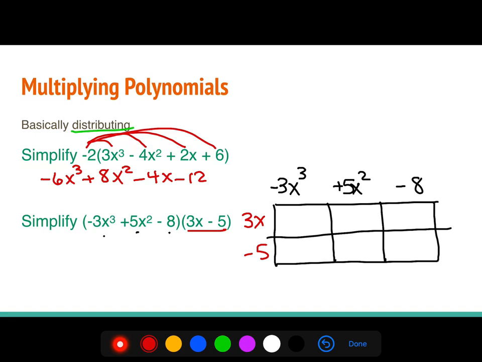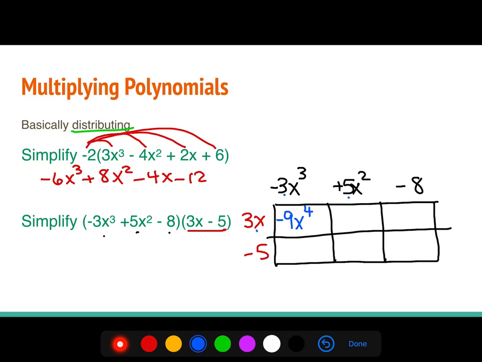And then my second one, 3x and minus 5, that's going to go down the side. So if I had 4 terms by 4 terms, that'd be 4 boxes wide and 4 boxes down. Since this was 3 and 2, this is how I did it. And I'm going to multiply, kind of like a Punnett square when you were in biology.